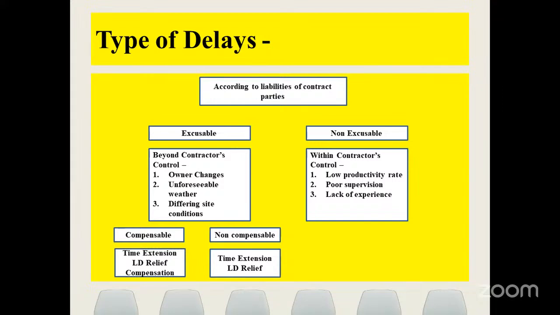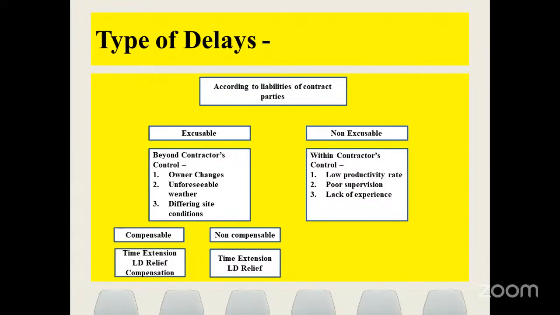In excusable delays, we again have two types, compensable and non-compensable. For such kind of delay, we can go for compensation. Let's say owner changes. If the owner has changed some drawings or design, then we will get the compensation. Let's say instead of 50 footings, we now have 70 footings. For that, we get extra additional cost from the client.